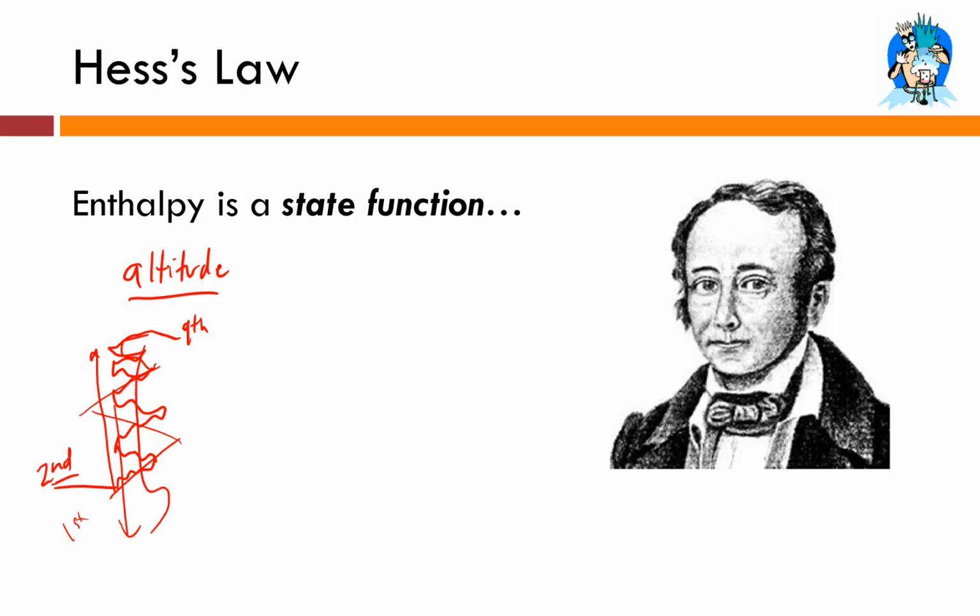Regardless of your story, how you get from the 2nd to the 9th floor is irrelevant. You're going to be covering the same altitude. It doesn't matter if you take the stairs, the elevator, the escalator, or some combination of the three, your altitude change is the same because altitude is a state function. That means it is independent of path. It does not matter how you got from point A to point B. Regardless of the mode of getting there, the altitude traveled is the same.